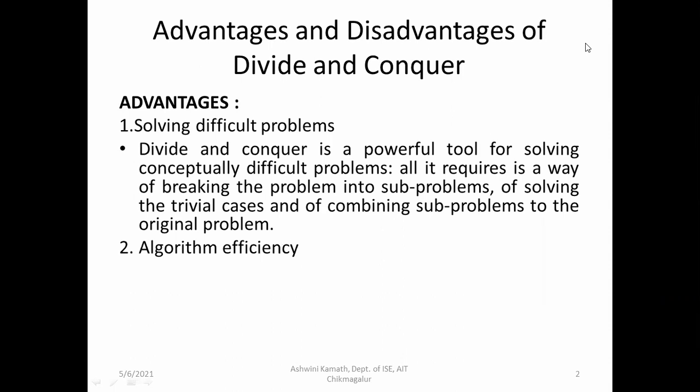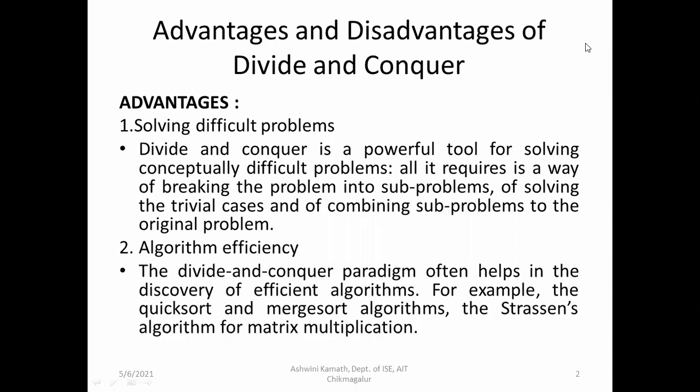Second one is algorithm efficiency. The divide and conquer paradigm often helps in the discovery of efficient algorithms like quick sort, merge sort, and Strassen's matrix multiplication algorithm. So we have learned these algorithms, and we have seen that the efficiency is logarithmic, usually n log n to the base 2, right? We have seen that. So it is faster. When we use the divide and conquer technique, the algorithm will be faster and efficiency will be good. It will create efficient algorithms.